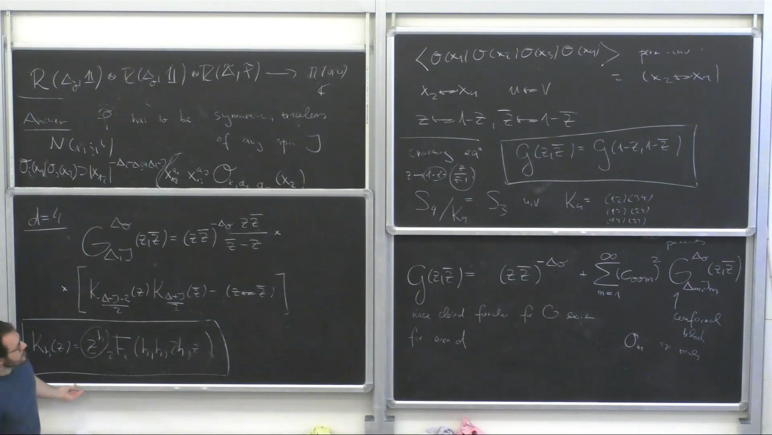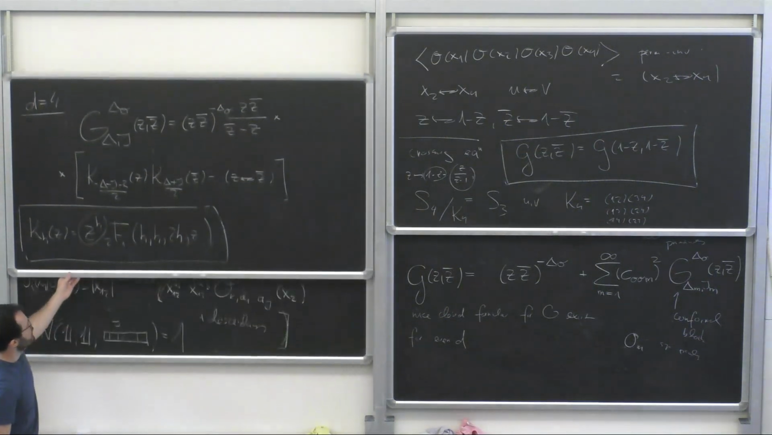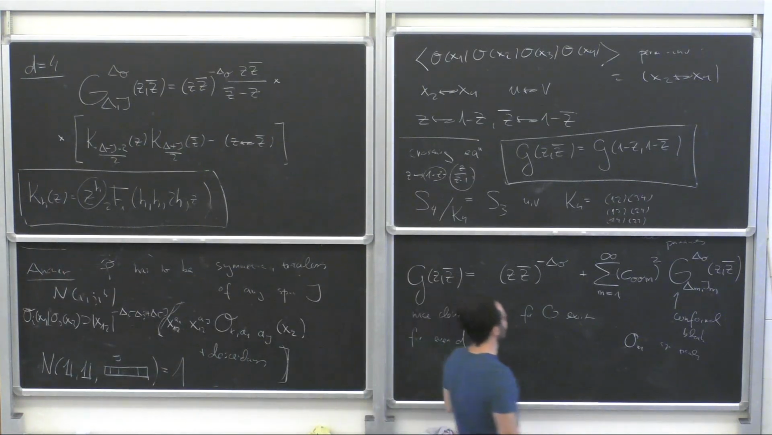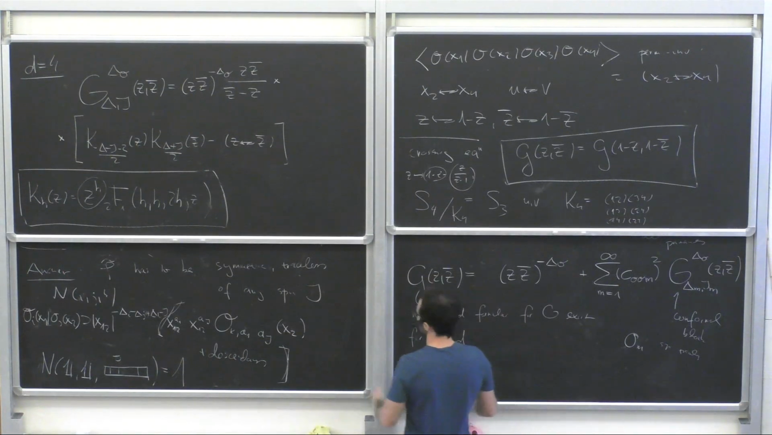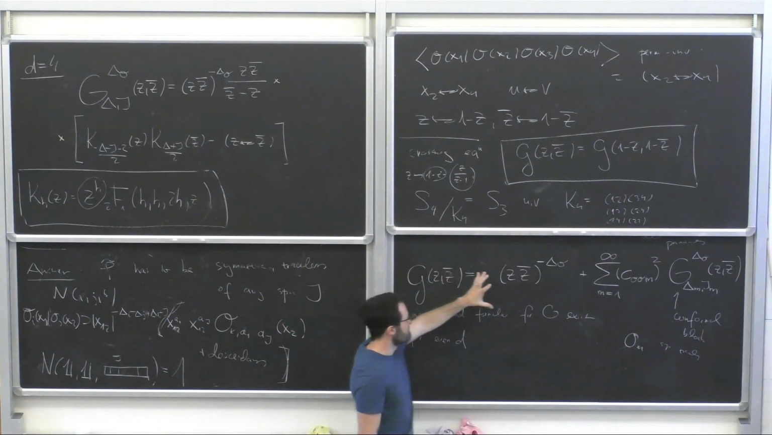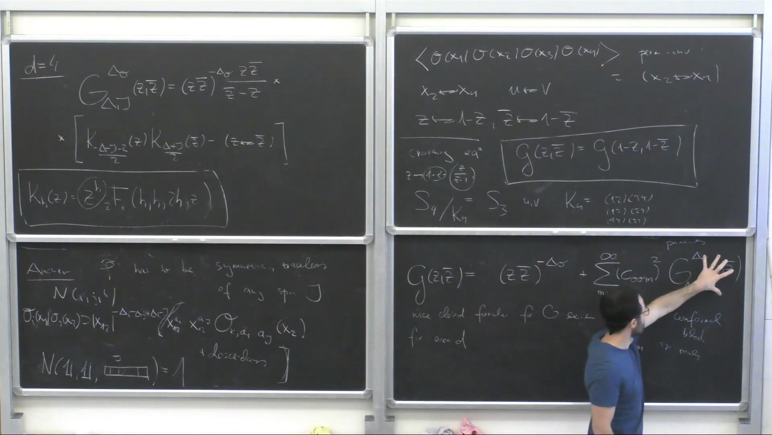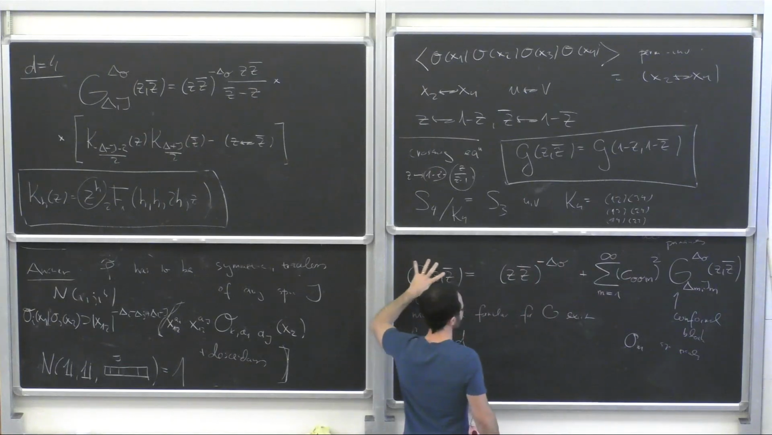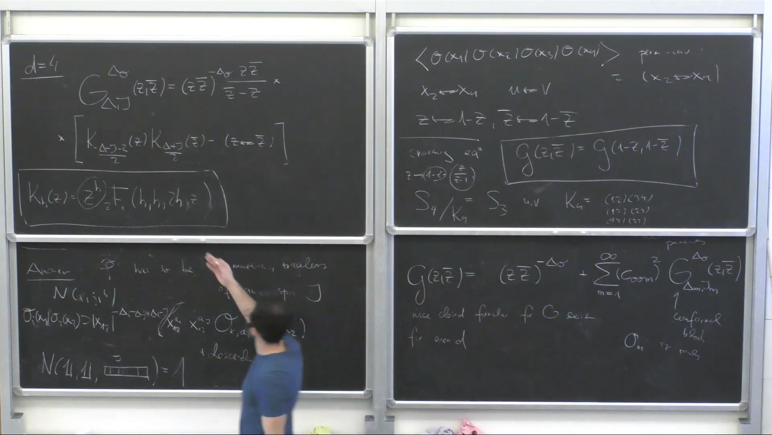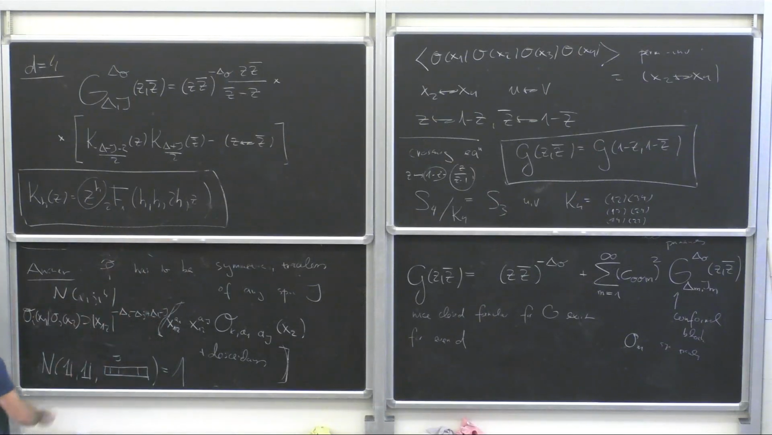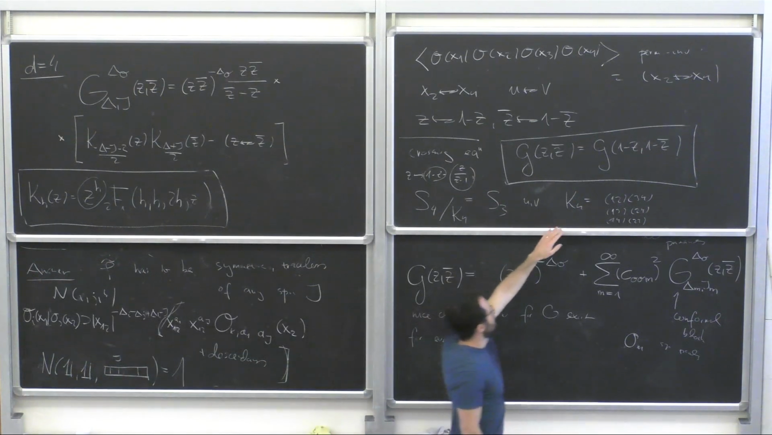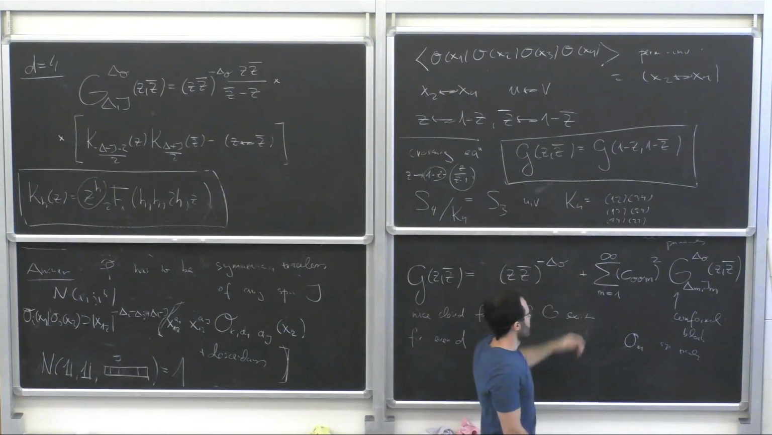Okay, so what's the bootstrap now? The bootstrap is the idea that if I write this function as a sum over conformal blocks, it's not obviously symmetric under z goes to 1 minus z, right? Because these functions are not at all symmetric under z goes to 1 minus z. So that equation is a constraint.